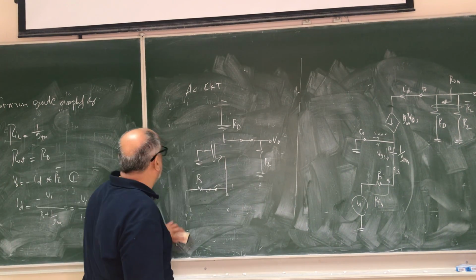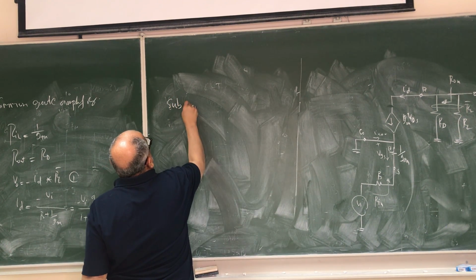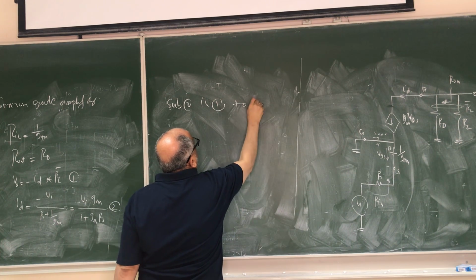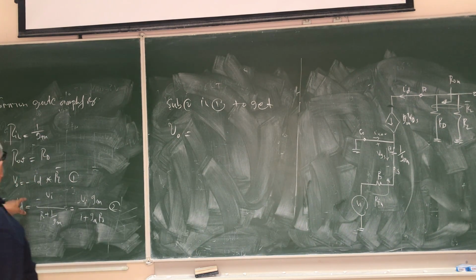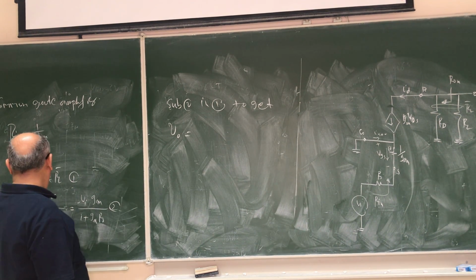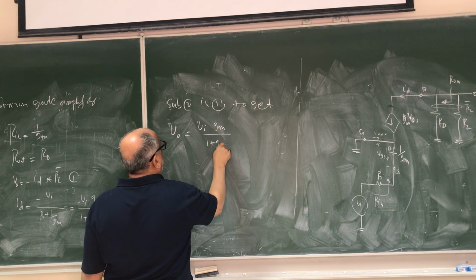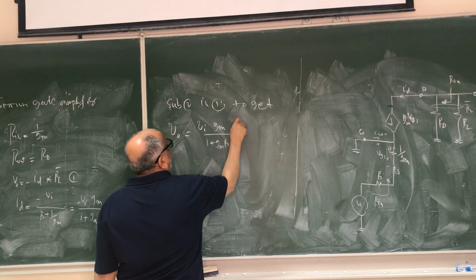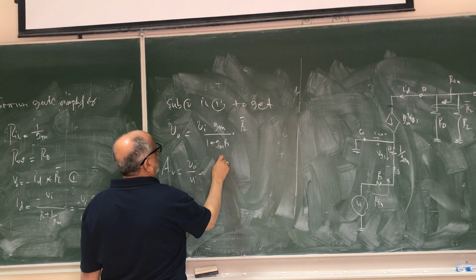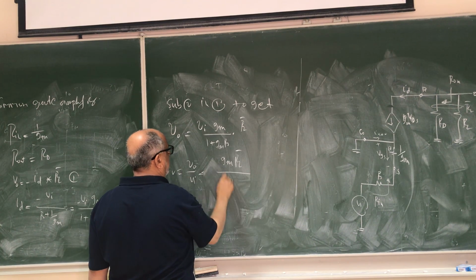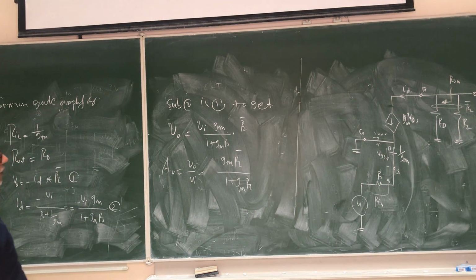Now if we substitute 2 in 1 to get V out is equal to, the minus will cancel, so we have VI Gm over 1 plus Gm RS multiplied by RL dash, so the gain V out over VI is equal to Gm RL dash over 1 plus Gm RS. So this is the gain for the common gate amplifier.